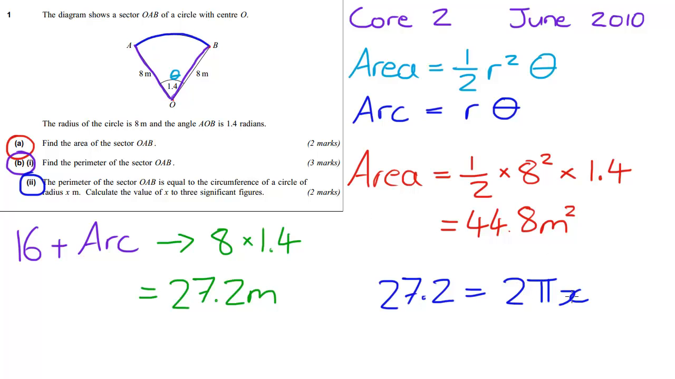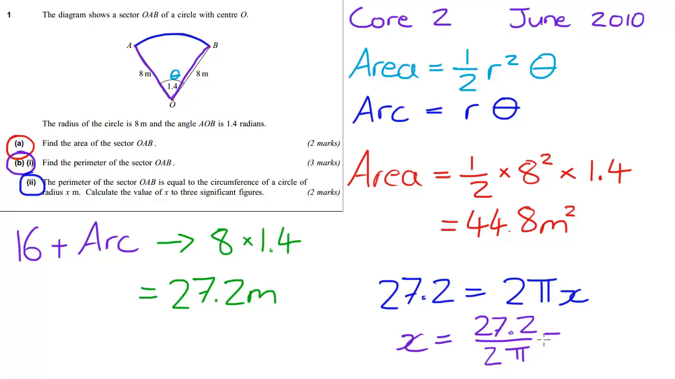So if we had 5 there as our radius for some other circle, then this is how we would get the circumference for that. We do 2 pi times that radius. So now all we have to do is solve for x. We have to divide both sides by 2 pi, so let's write that down. x is going to be equal to 27.2 divided by 2 pi, and then we simply solve for x.